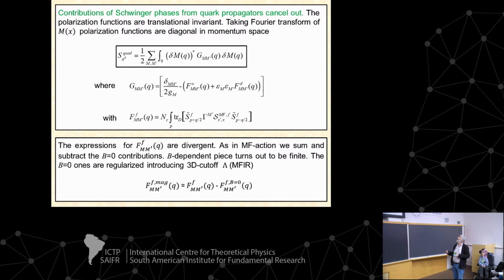And so I'm left with this, and then I have to calculate this loop function, where now it appears only the translational invariant part of the propagator Fourier transform. Again, these functions are divergent, so I have to regularize them. And again, I will regularize using the magnetic field independence. So I will subtract the contribution coming from B equal to 0.